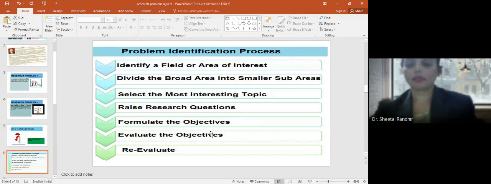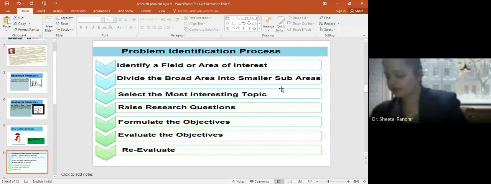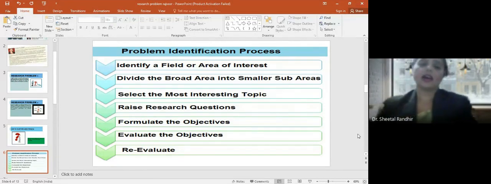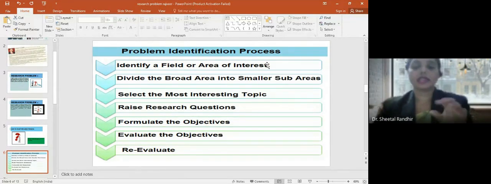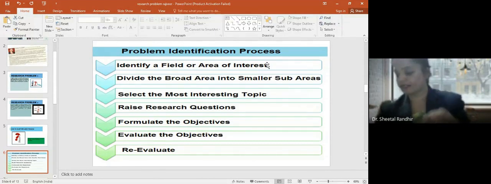Problem identification process. Although this is the standard problem identification process, as I told you, you must know the exact area where you have to work. The first step is to identify a field or area of interest. Your interest. I know that I want to complete my PhD thesis, my master's degree thesis, but if I know the exact story where I have to work, where my interest is, then the chances of getting stuck in the area of research are very less.